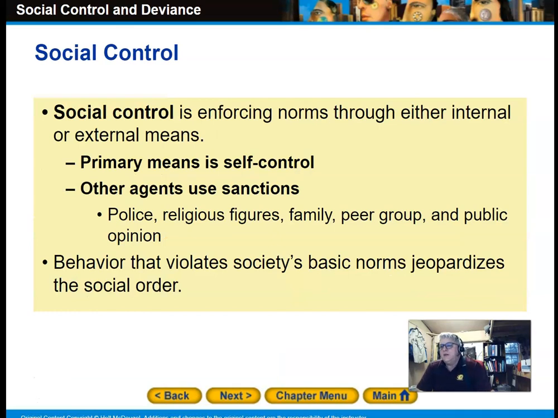Social control. Social control is enforcing norms through either internal or external means. The primary means is self-control. Other agents use sanctions. Police, religious figures, family, peer group, and public opinion all are agents of maintaining social control and social order. Behavior that violates a society's basic norms jeopardizes the social order and causes these agents to seek you out to maintain order.